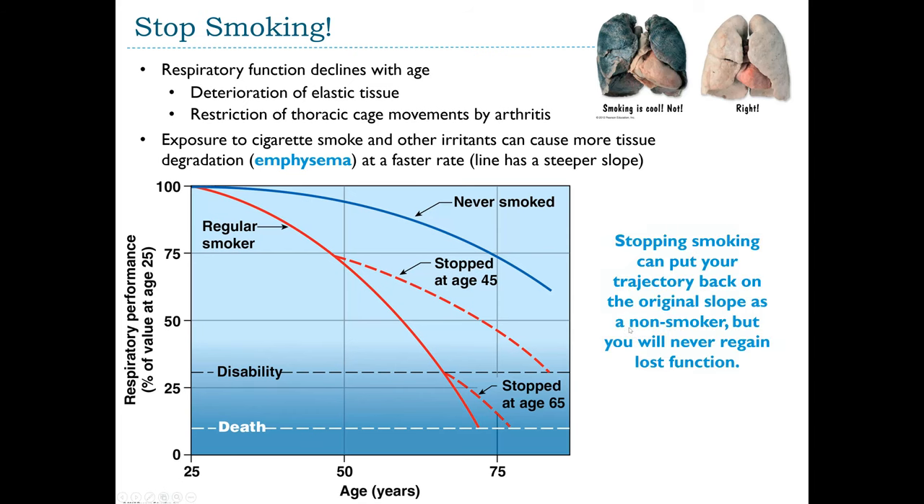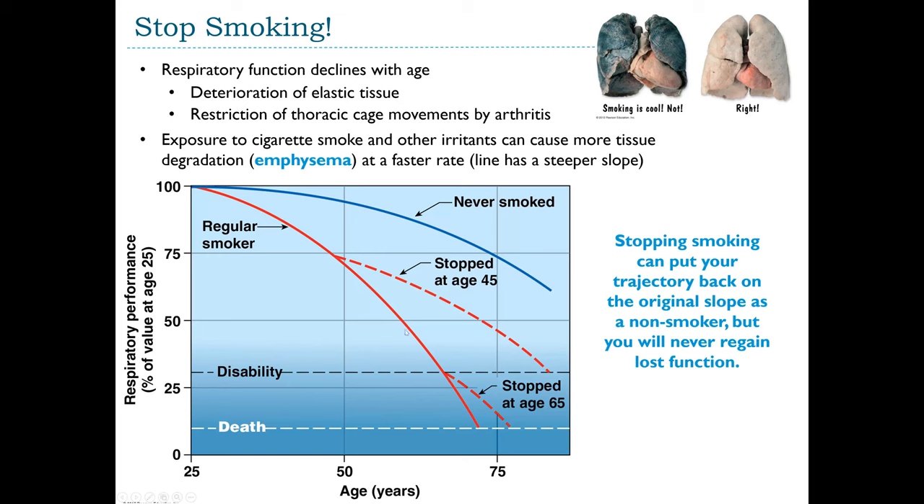Now, if you stop smoking, you can put your trajectory back on the original slope. So look at this person here who stops smoking at around age 45. Notice they're still going to have a decline. Their decline is going to still be at the same rate as a person who has never smoked, but you don't get any of the function back. So you'll get your trajectory back to the same rate of deterioration as a normal person that's not smoking, but you're never going to regain the lost function.